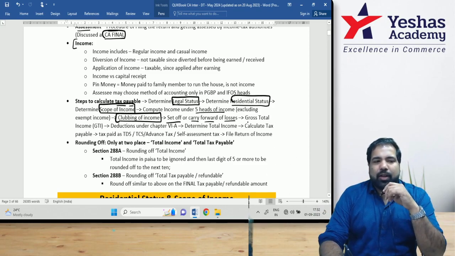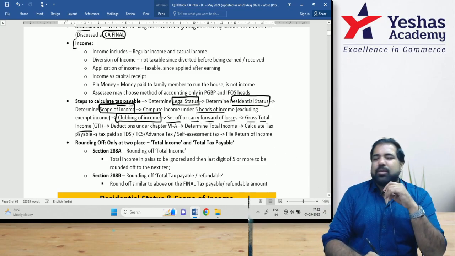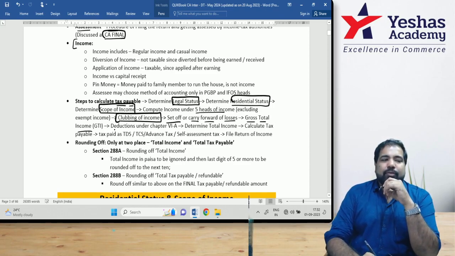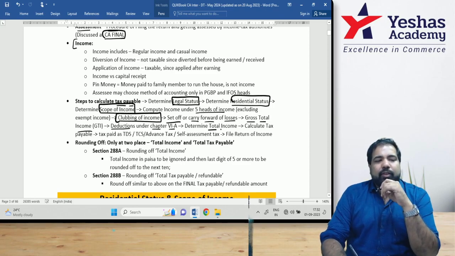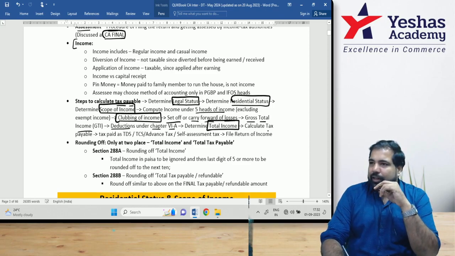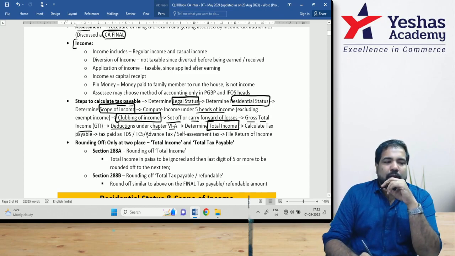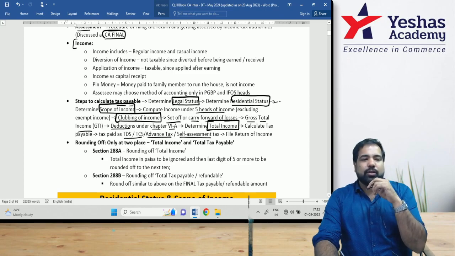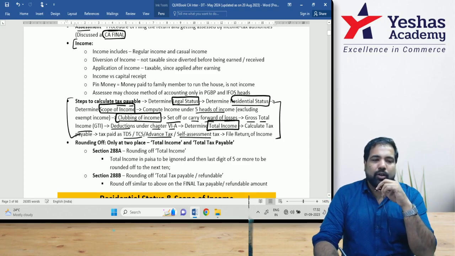Next, guys, which number do we come to? Gross total income. It's a very useless number because you don't pay tax based on that number. But after that, guys, what do we have? Deduction under which chapter? 6A. And after that, we have the hero number, which is called total income. Based on this total income, you calculate tax, which is paid either through advance tax or TDS, TCS, or self-assessment tax. And finally, you'll tell the story to the government by filing your return of income.